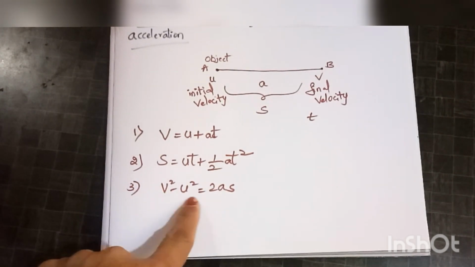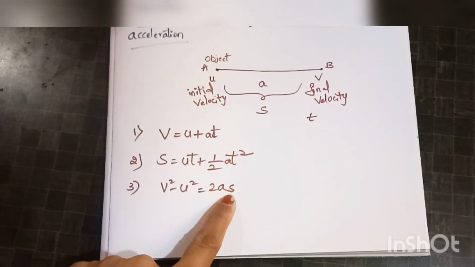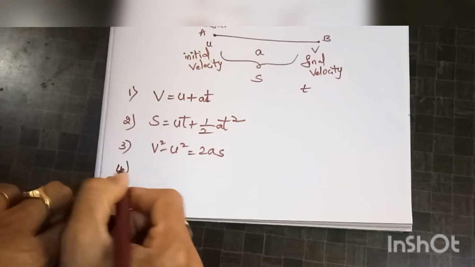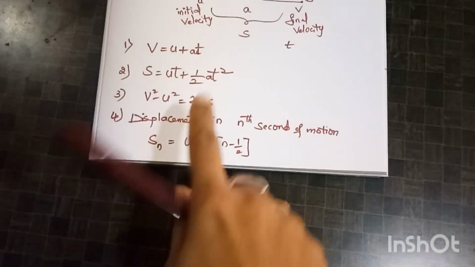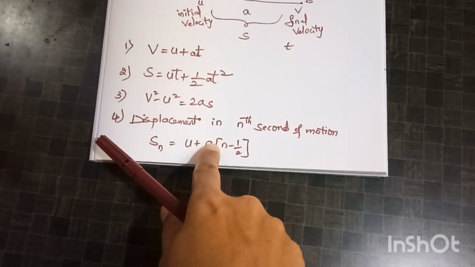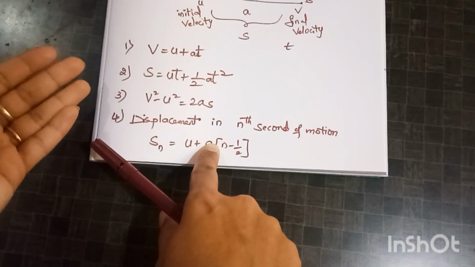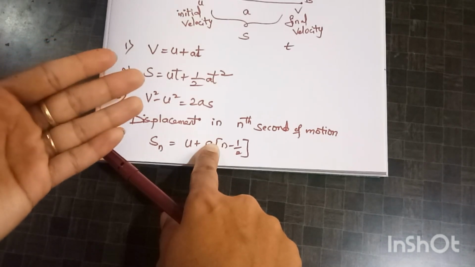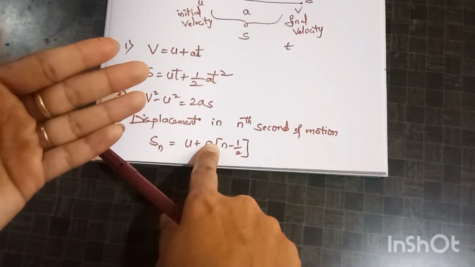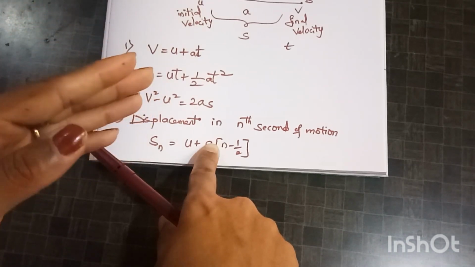Here v square minus u square equals 2as, where v is the final velocity, u is the initial velocity, a is the acceleration and s is the displacement. You have one more equation based on this concept. These are the four equations when an object is moving in a straight line with uniform acceleration. Initially the object has the initial velocity u, moving with uniform acceleration a with displacement s, and it reaches the final position with final velocity v. The time taken by the object to travel from the initial to the final position is t.